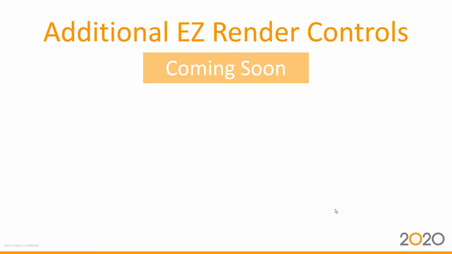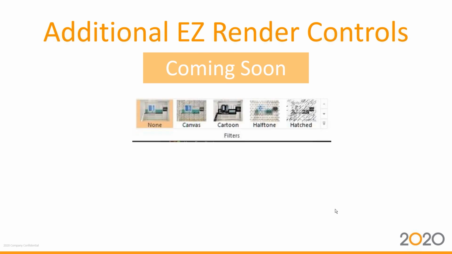What's next? What's coming for Easy Render? So as I mentioned, this is a beta release. So we'll continue to work on the lighting. We're going to continue working on the controls that are accessible to set your lighting. But most importantly, we're going to provide you with additional post-processing filters that allow you to create more dramatic effects that some of you are looking for. So canvas, cartoon, halftone, hatch, which is similar to the sketch presentation that we used to have.